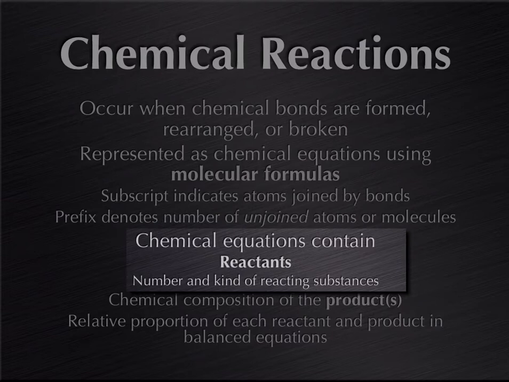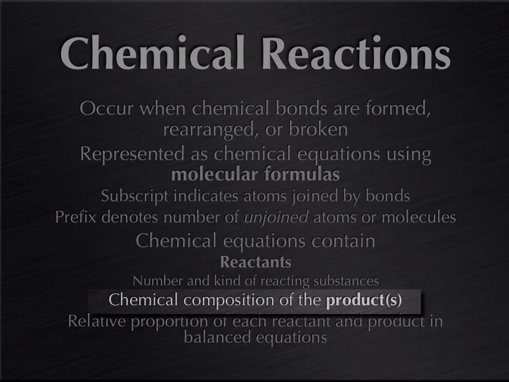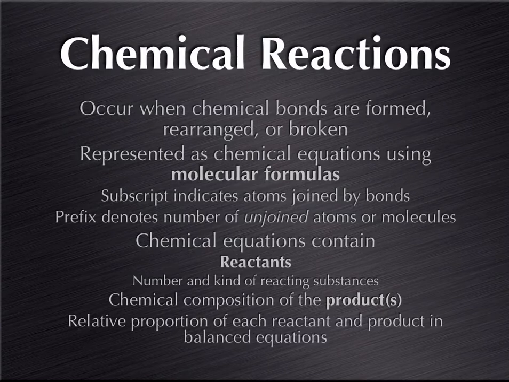And our chemical equations will contain reactants. These are the things in the reaction that are reacting together. Meanwhile, on the right side of the arrow, we will see the products, which are the things that are made as the chemical equation progresses forward.